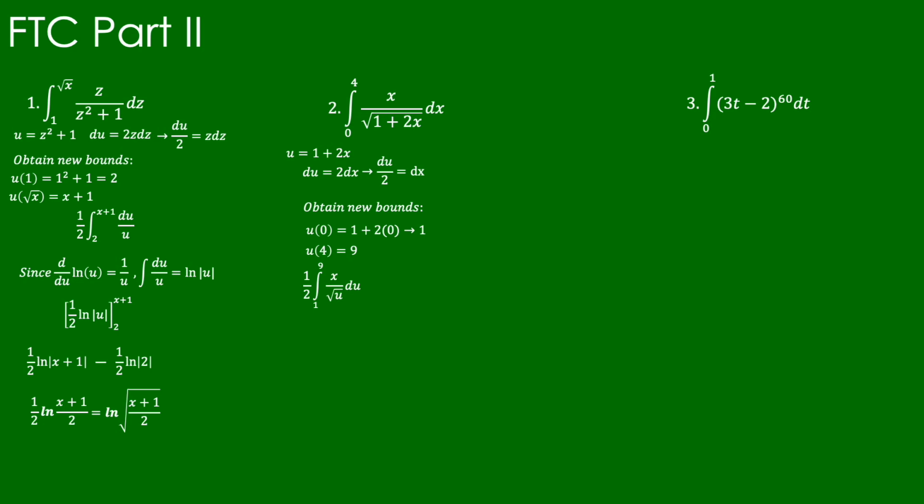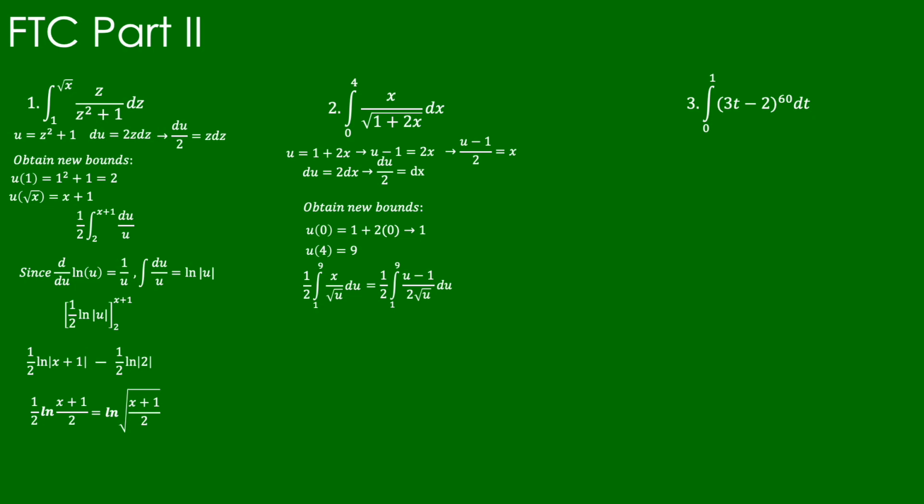But for the integral to be in standard form, we need everything to be in terms of u. So we have to figure out how to get the x in terms of u. If you go back to the original substitution and you rearrange it, subtract 1, then divide by 2, you get x in terms of u. So this can be substituted into the integral. Now we want to solve this integral.